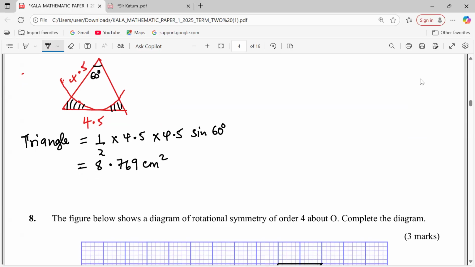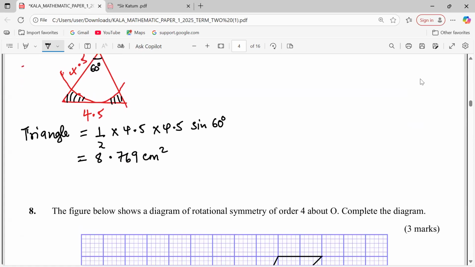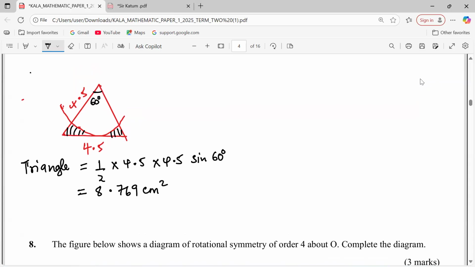Then the sector of the circle now. For the sector of the circle, we'll need to talk about theta. So we need the radius. We can't proceed with the area of a circle without the radius. So without the radius, we can't do anything. That is a right angle. So we need to get that side. And how do we get it?